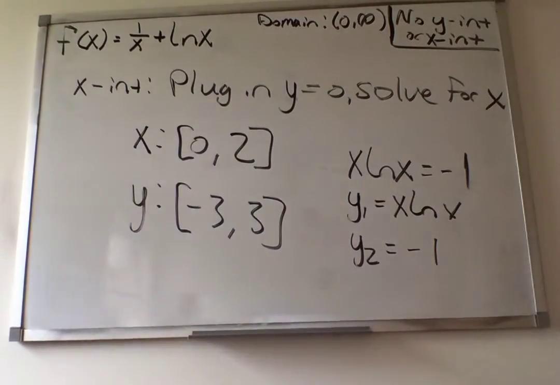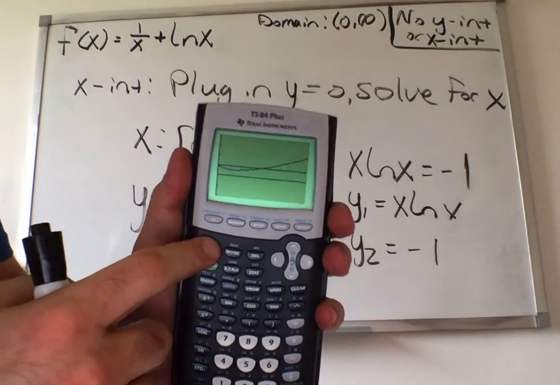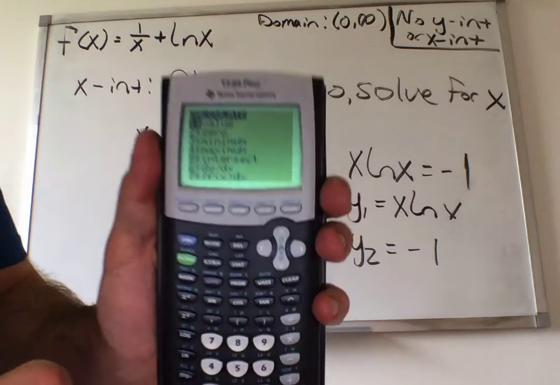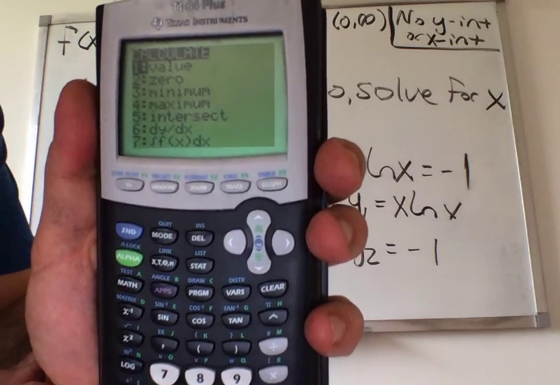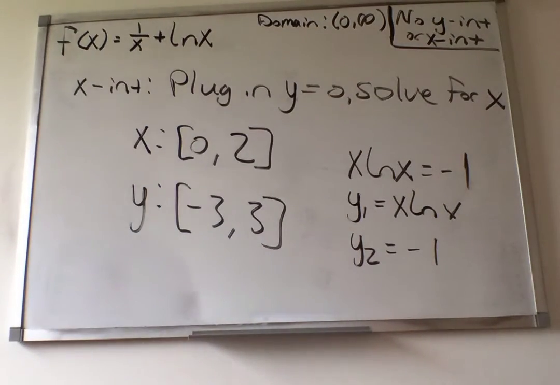Okay, now let's just say it did. Let's say they did cross somewhere. What you would do, you'd hit your second key, and then you'd hit your trace button, and you'd go to number 5, which is intersect. And it asks you first curve, second curve, then you got to guess, okay?